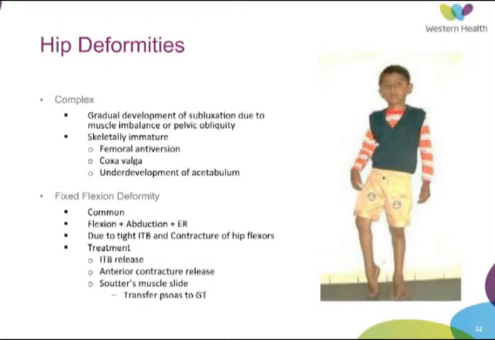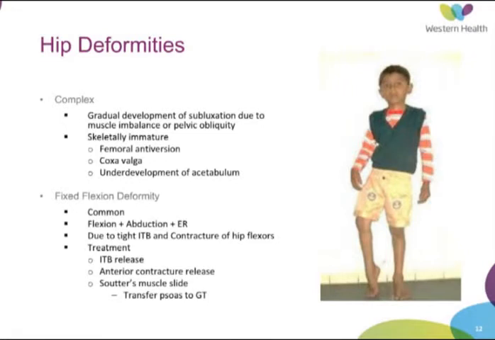The most common deformity in the hip is the fixed flexion deformity, and this is that frog leg appearance where they have flexion, abduction, external rotation. And this is typically due to contracture in the iliotibial band and also the hip flexors. So this is treated by releasing these structures, and there is a description of muscle slides transferring the line of pull of the soleus over to the greater trochanter so that you don't get that flexion contracture.